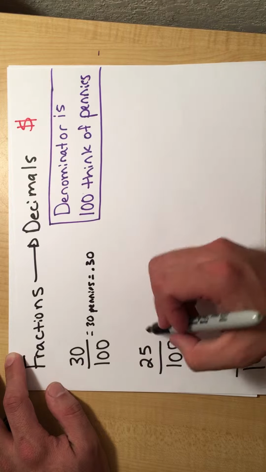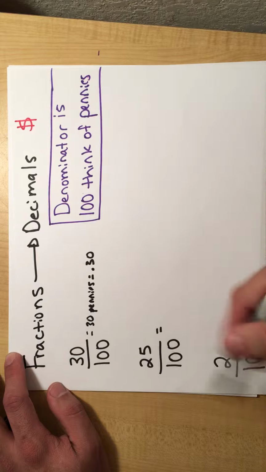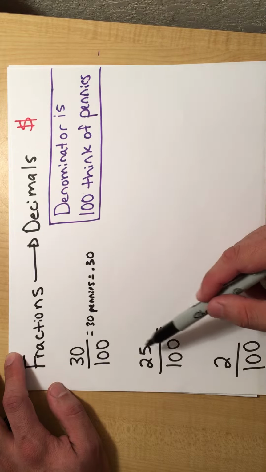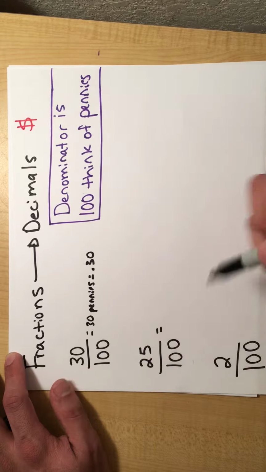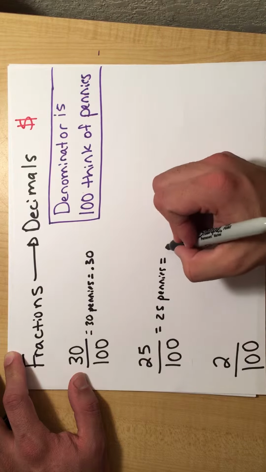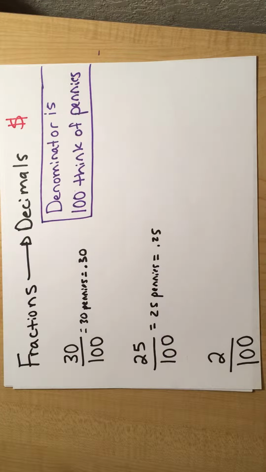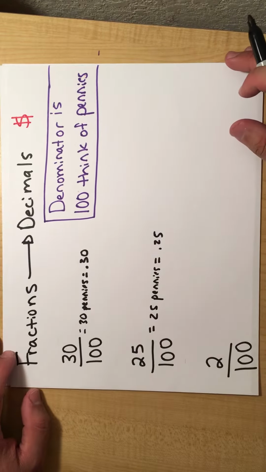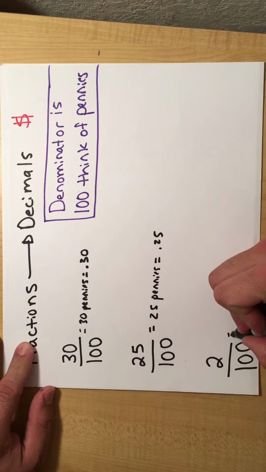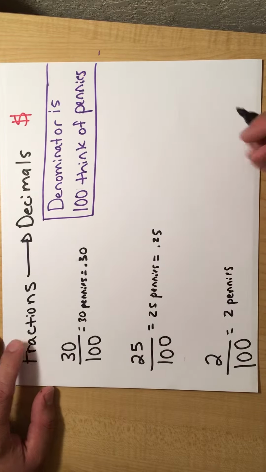What about 25 over 100? And again, if you're catching on, you could go ahead and pause the video anytime and work out these problems by yourself, and then play it again to see if you got the correct answer. So 25 over 100, the denominator is 100, so we're going to think of pennies. 25 pennies have a value of 25 cents. And then we're going to see 2 over 100, and I chose this fraction on purpose because we have to be a little bit careful here. 2 over 100 is the same as 2 pennies, and 2 pennies is the same as 2 cents.